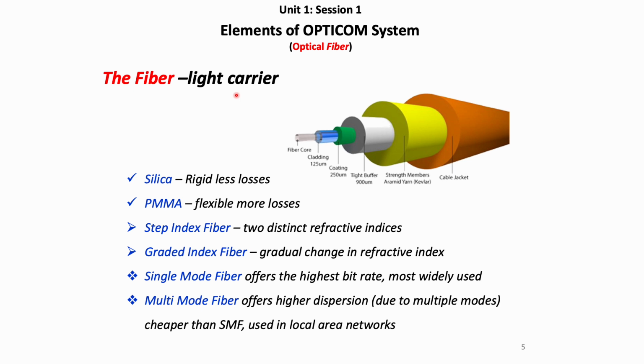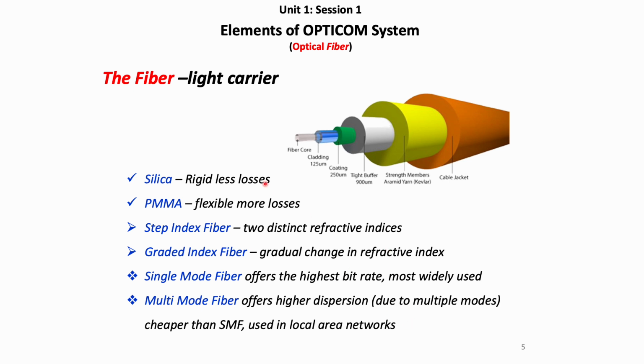So in between the transmitter and the receiver, how has the light been propagated, and in what media? There should be a channel, a medium, to propagate the information or any kind of signals from the transmitter to the receiver. Here the fiber acts as the light carrier.